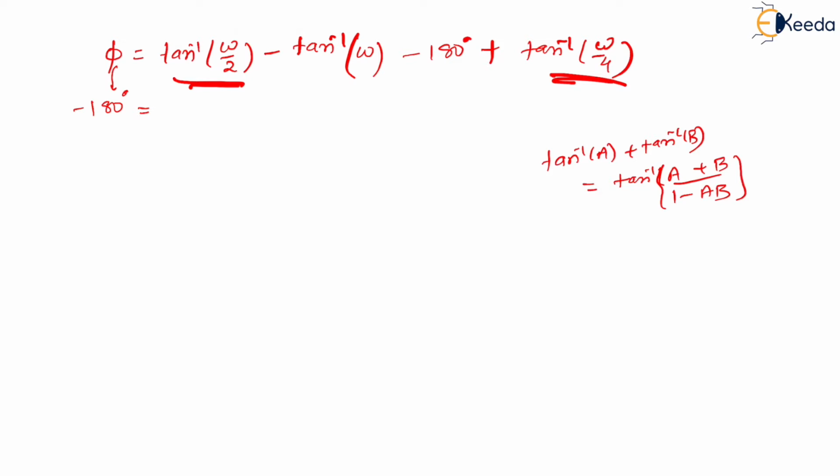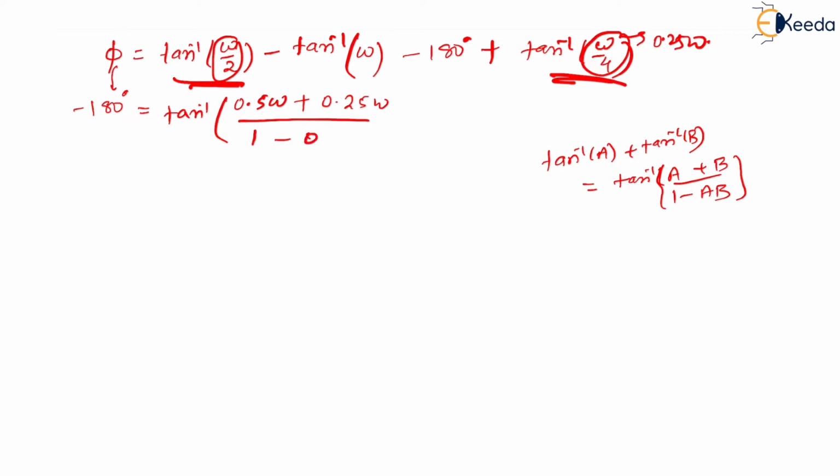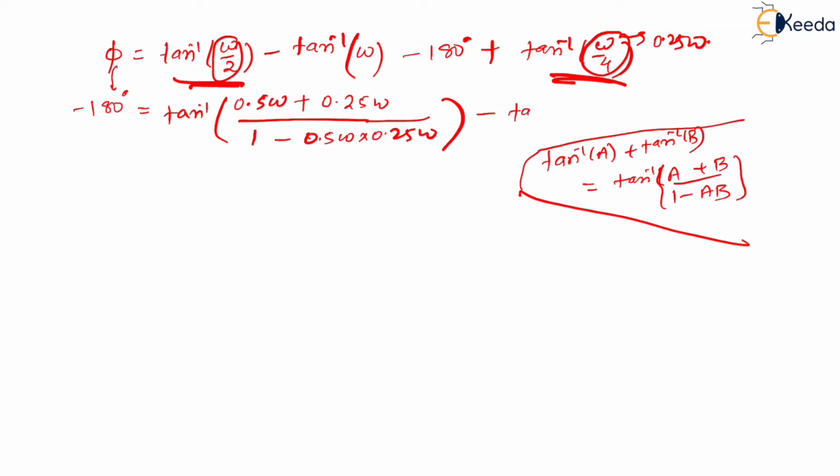10 standard school maths, right? Yes. So by that logic, this becomes tan inverse of omega by 2 plus omega by 4. Let me write down this omega by 2 as, let us say, 0.5 omega plus omega by 4 as 0.25 omega. This is nothing but 0.25 omega, right? Yes. Now divided by 1 minus 0.5 omega into 0.25 omega. Is that correct? Yes.